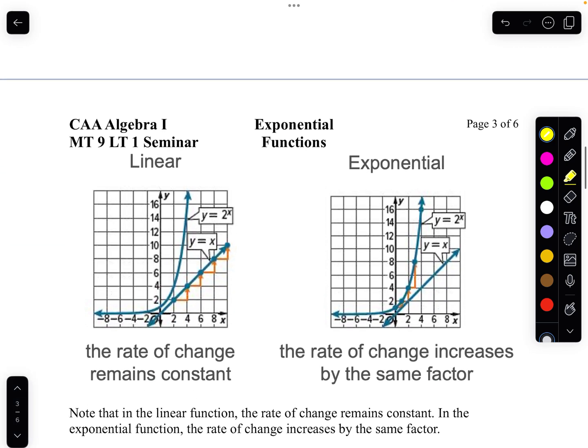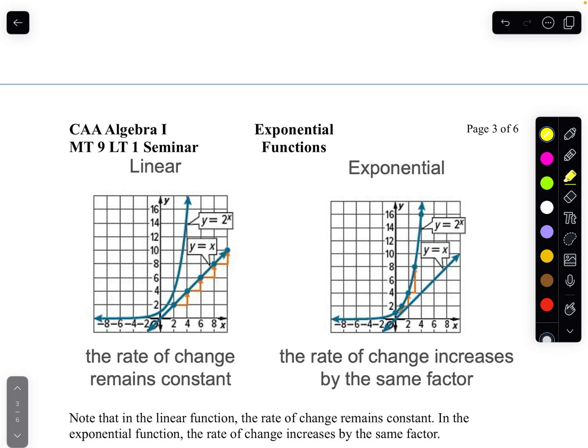Now, the difference between linear and exponential is how we decide the rate of change or the slope of a line. We know in a linear, if I have 2 points next to each other and I subtract those, I'm always going to get a constant, which we call the slope. If I take y3 minus y2, that'll be the same as y2 minus y1.